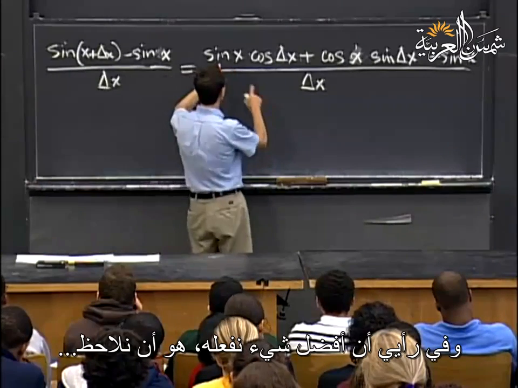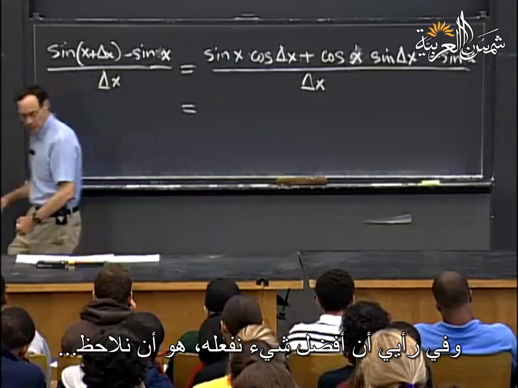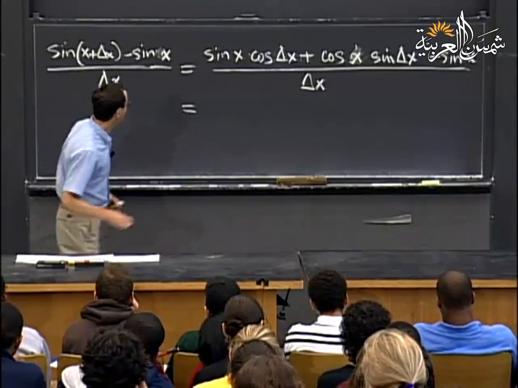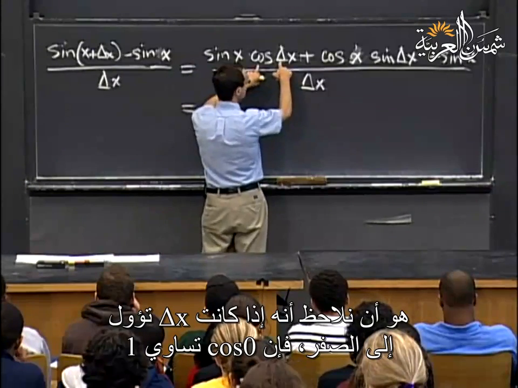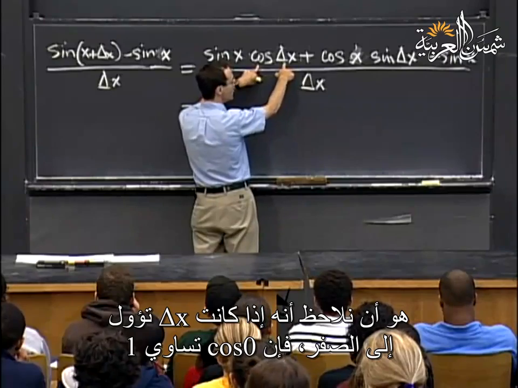So I claim that the right thing to do here is to notice, I'll just point out this one thing, that when delta x goes to 0, this cosine of 0 is 1.